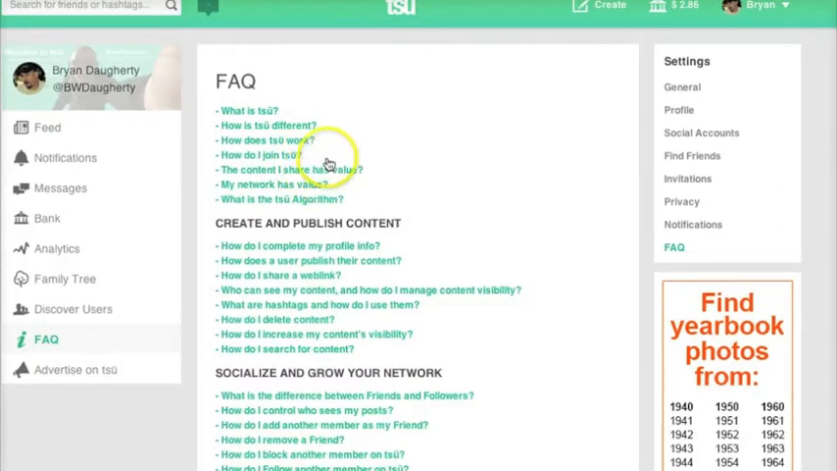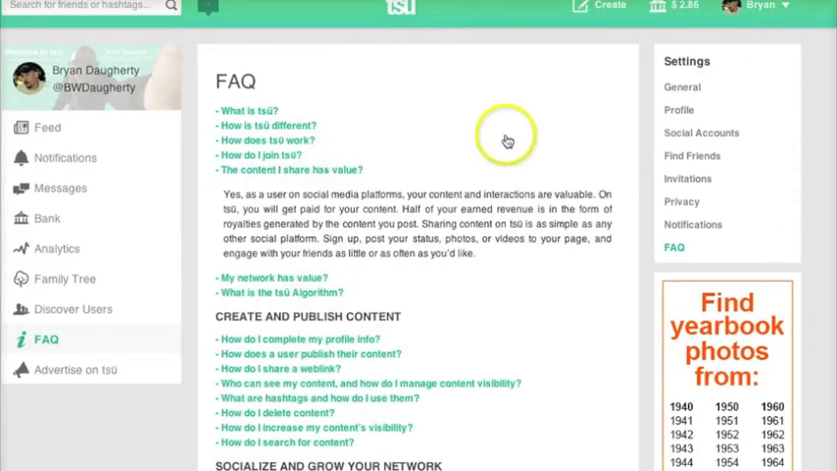The content I share has value. So as I've said before, the people at Tsu feel that you create the content, you deserve to be compensated for that if they're making revenue off ad sales. So half of your earned revenue is in the form of royalties generated by the content you post. Sharing content on Tsu is very simple, as on any other social platform. So it expands down here.